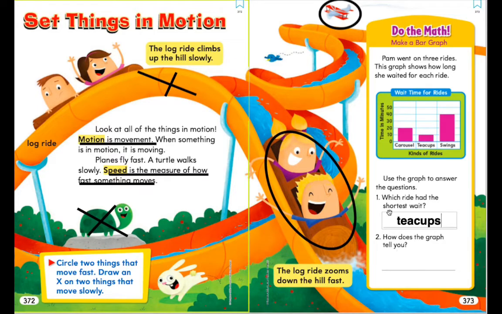How does the graph tell you? How do we know that it was the shortest? Because the bar is short.